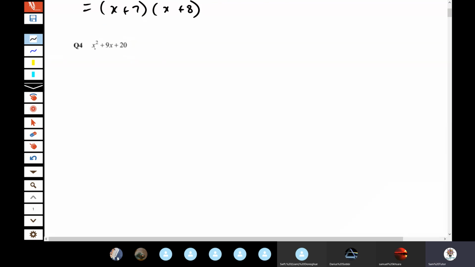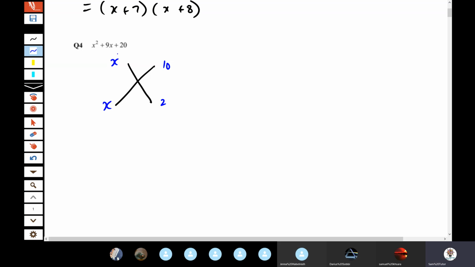Two things that multiply to get you x squared. Well, actually, stop. What's your first step? Draw the cross. Yeah, that's okay, whatever, I get it. And then two things that multiply to get you x squared. X and X. True. X times X is x squared. 20. What are your numbers that multiply to get 20? 10 and 2. 4 and 5. Let's try it.